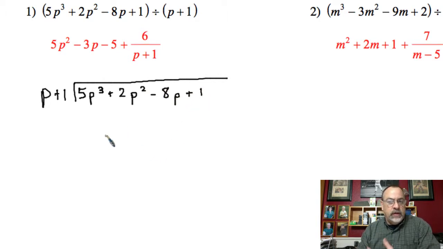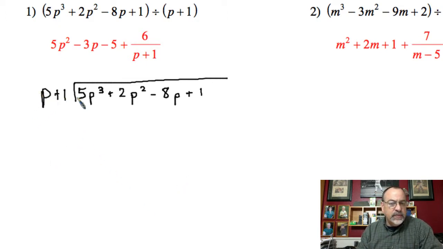Now, like we talked about, there is the caveat. We need to make sure that every power is represented, so I always double check that at the beginning. So I have a 3, I have a 2, I have a 1, and then I have a 0. So every power is represented, so I can go ahead and do my division.